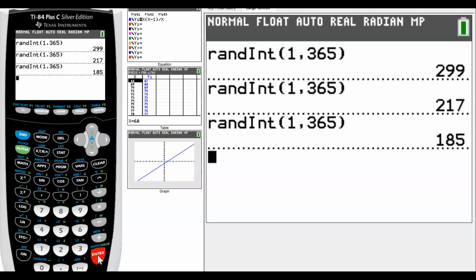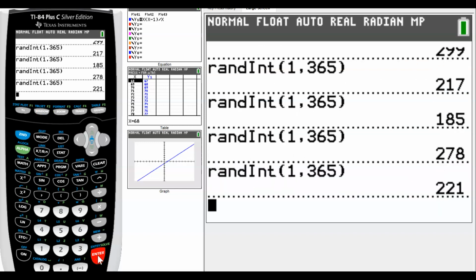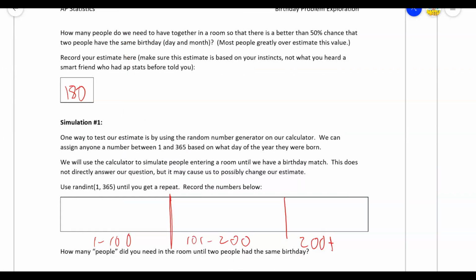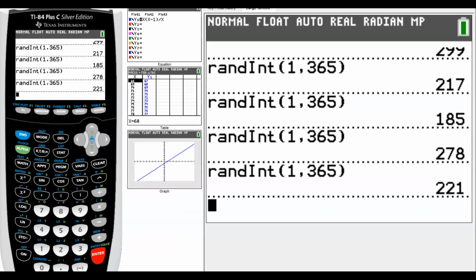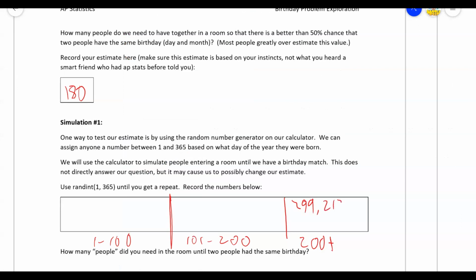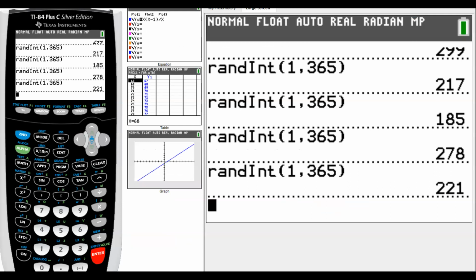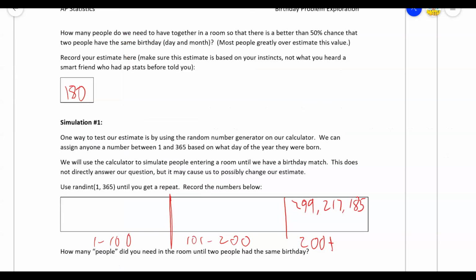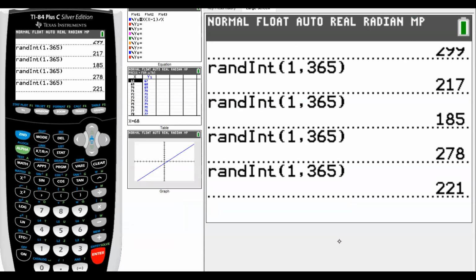So let's just have some birthdays enter the room right away. So I had 299, 217, 185. Let's go back to the whiteboard. 299, what are my numbers here? 217, 185. 278, 221. I guess 185 should be in here, right? Don't want to follow my own directions. 278, 221. A lot of numbers in the 200s.